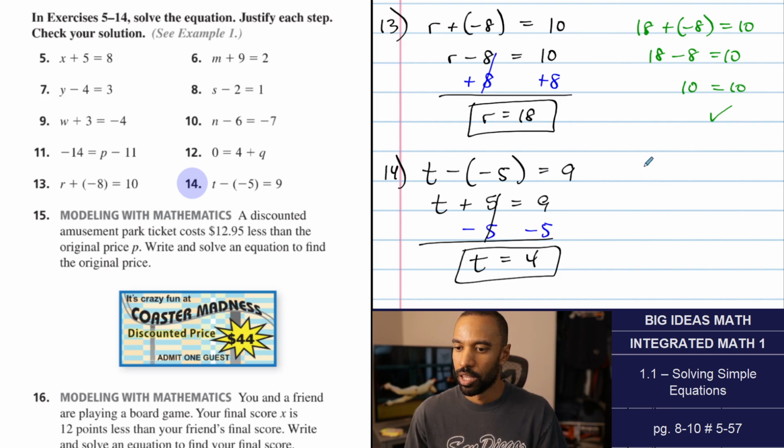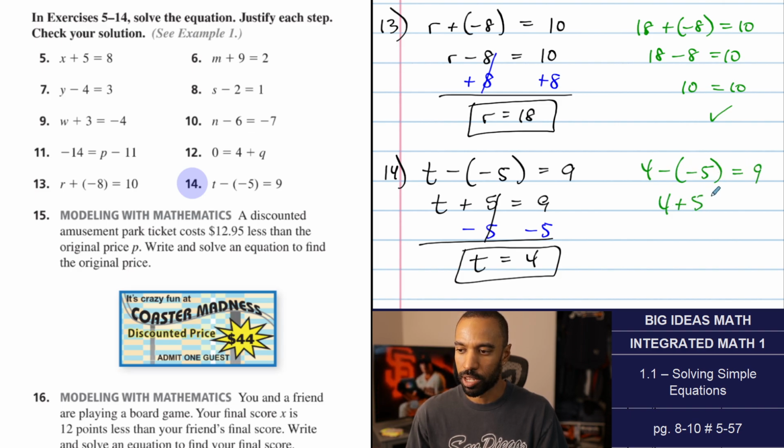Let's see how it looks. We have 4 minus negative 5 equals 9. Subtracting this negative does become addition. 4 plus 5, and 9 equals 9.